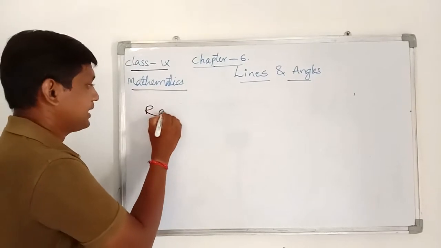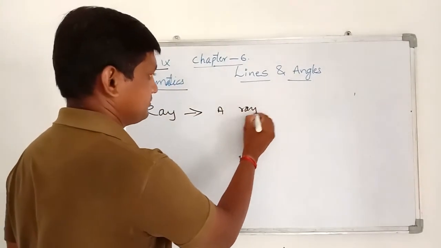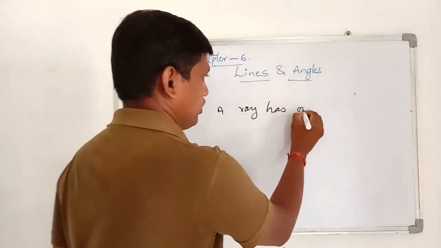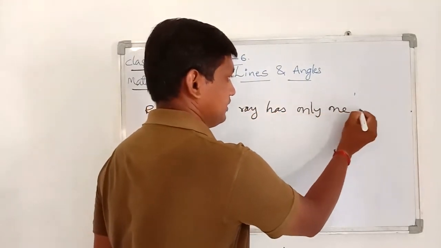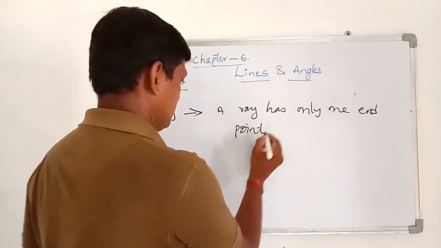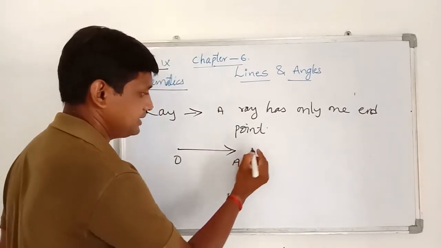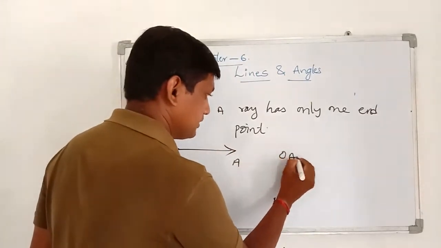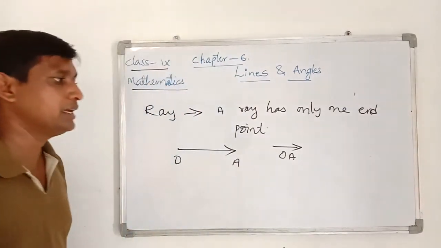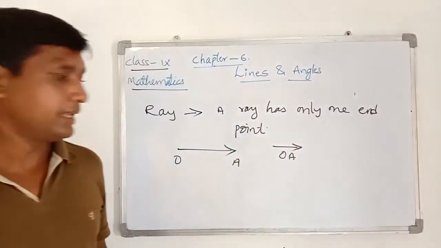The next one is ray. A ray has only one endpoint. So here is the figure. OA is a ray. It is represented in this way. OA is denoted with an arrow mark.